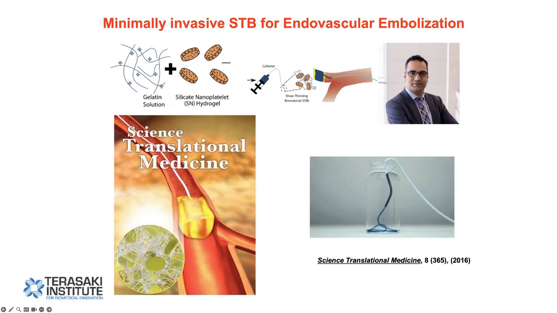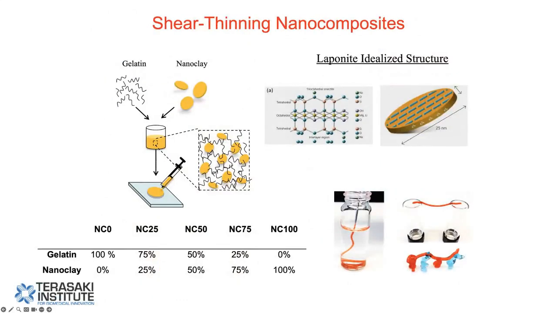They can be induced to form a liquid when they're under forces. And then when that force is removed, they maintain their architecture. So a few years ago, we started to develop a family of these materials and then see whether they could replace these other alternatives for embolization. And they definitely are a family, because by combining the different ratios of gelatin and nanoclay, you can get materials that are very different in their properties.